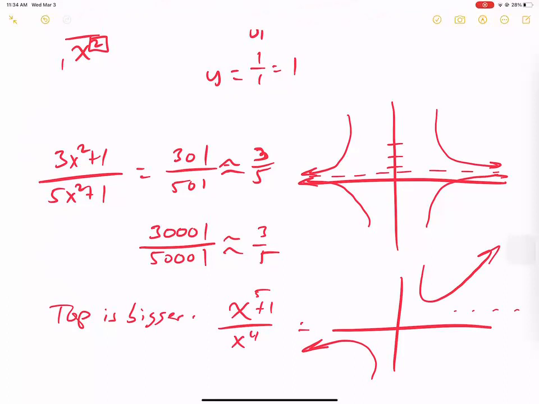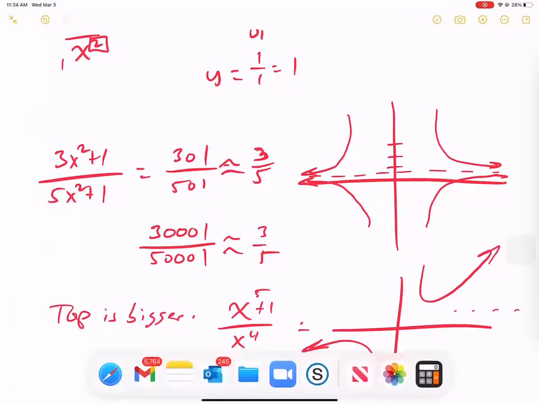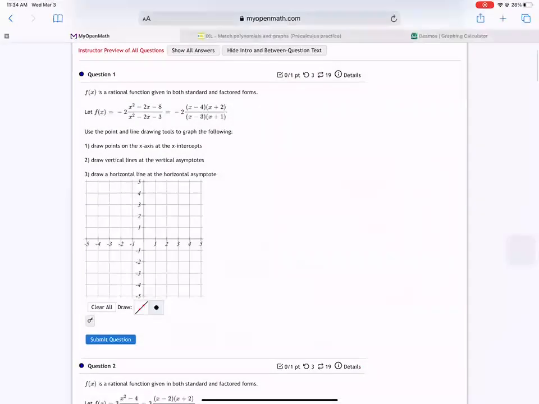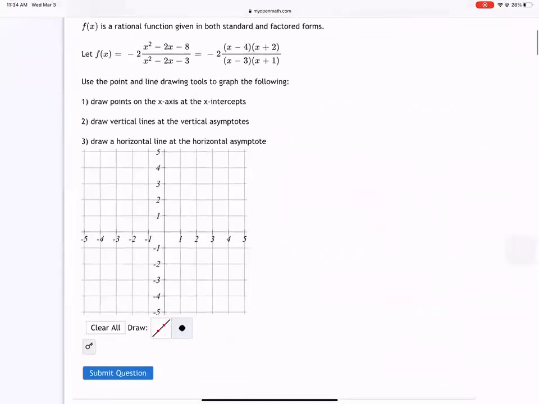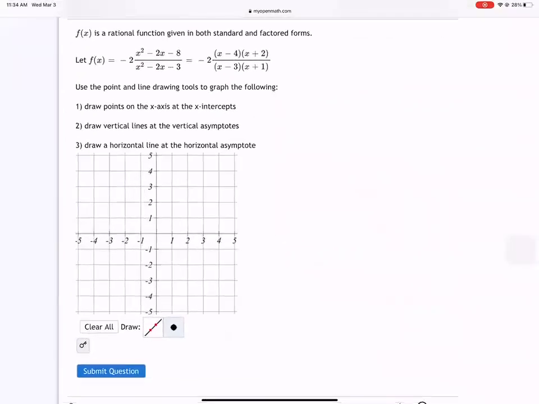So we're going to use the skills that we just reviewed in today's assignment. And so our first question here, take a look here. F is a rational function given in both standard and factored form. So we have our standard form on our left, meaning we didn't factor it. On our right, we factored it, broke it up so we'll see the parts a lot easier. So use a point and draw line tools to graph the following. First, draw the points on the x-axis at the x-intercepts.